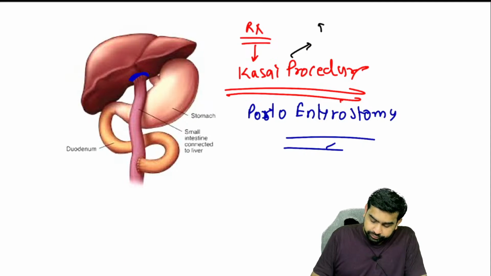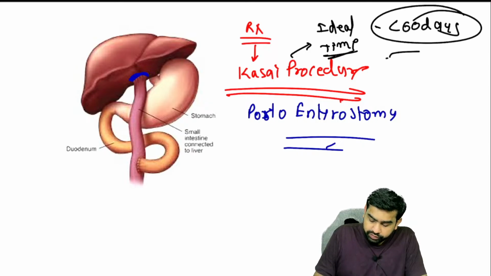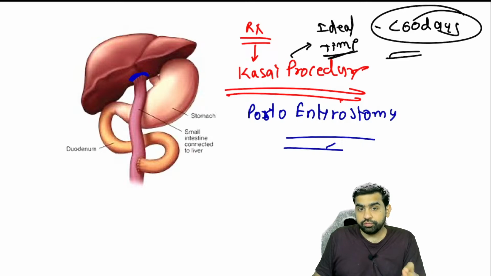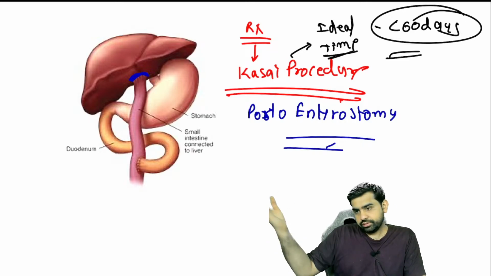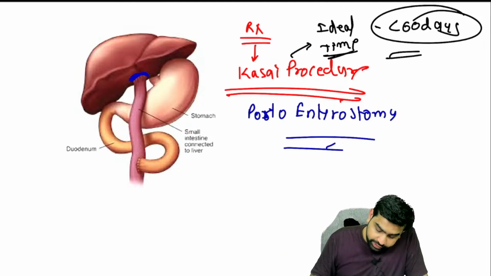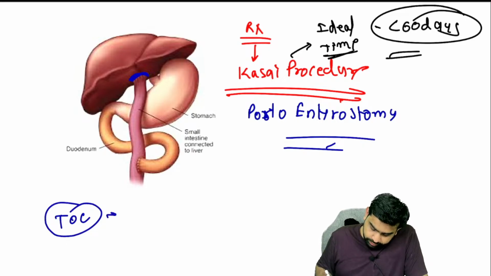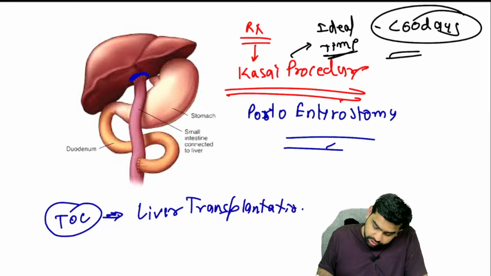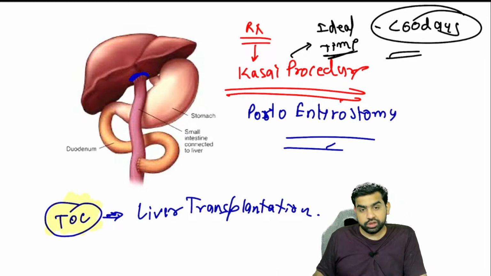By when should it be done? The ideal time to do this is before 60 days. Before 60 days of life, this has to be done in order for this procedure to be helpful to the patients. And the important thing is, what is the treatment of choice? The treatment of choice is ultimately a liver transplantation. So ultimately the patients will need the liver transplantation. Are you understanding my point? I hope you are able to understand this point, guys.